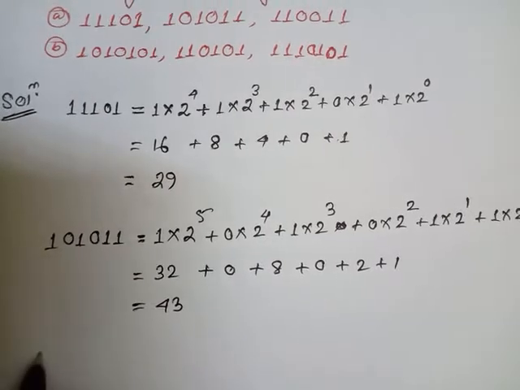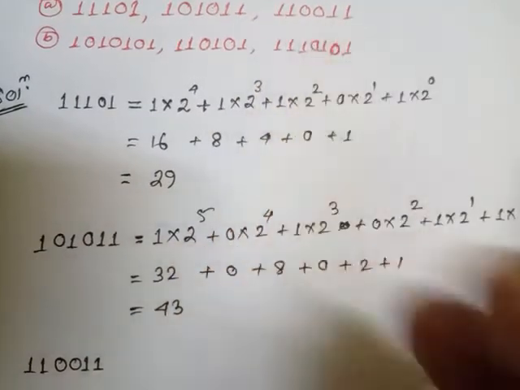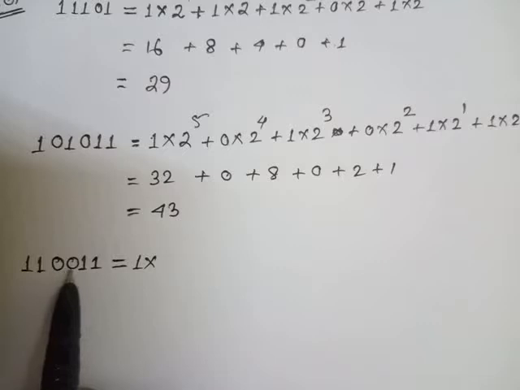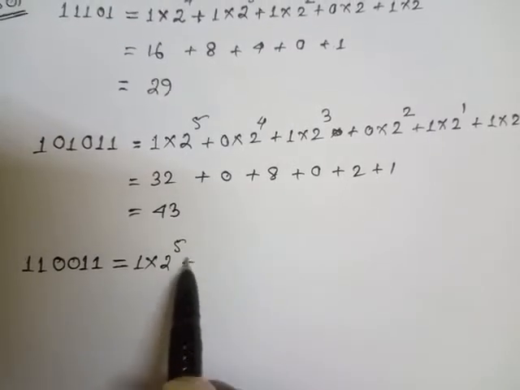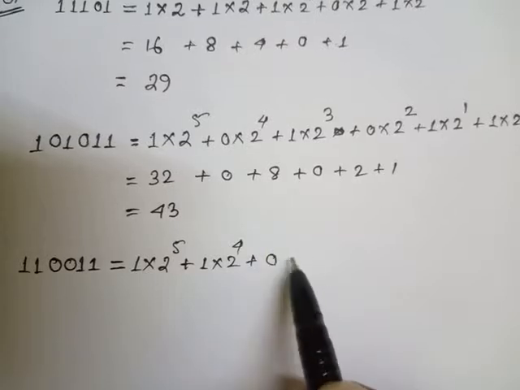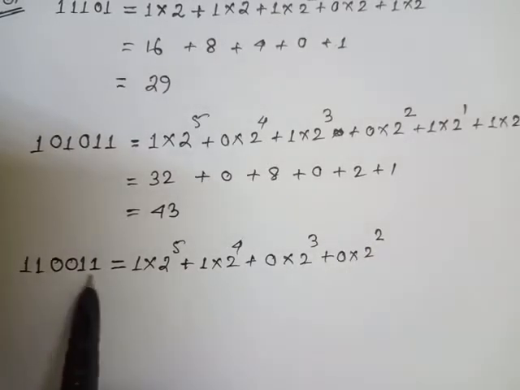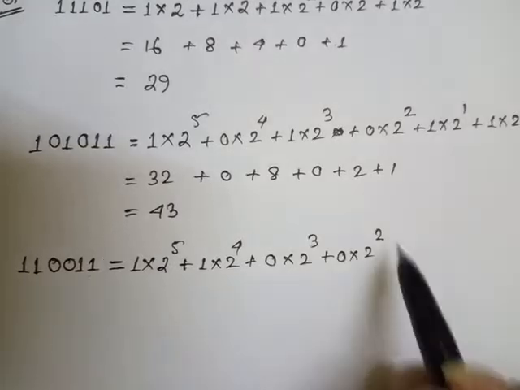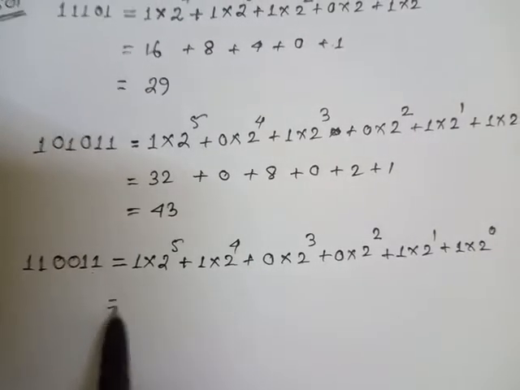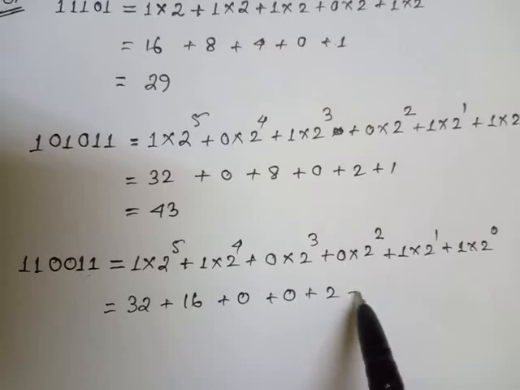Now the next and last part is 110011. Now look, what will happen after that? 1 into 2 to the power 5, plus 1 into 2 to the power 4, then 0 into 2 cube, then 0 into 2 square, then 1 into 2 to the power 1, then 1 into 2 to the power 0. 2 to the power 5 is 32, then 2 to the power 4 is 16, then 0, then 0, then 2, then 1.